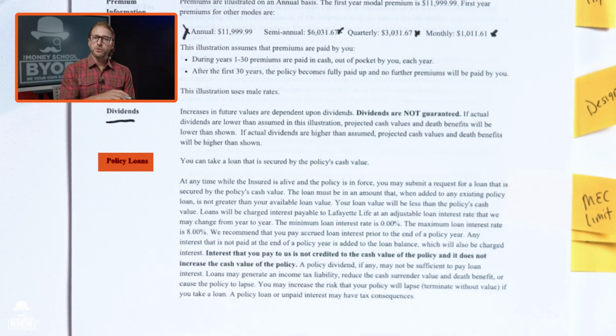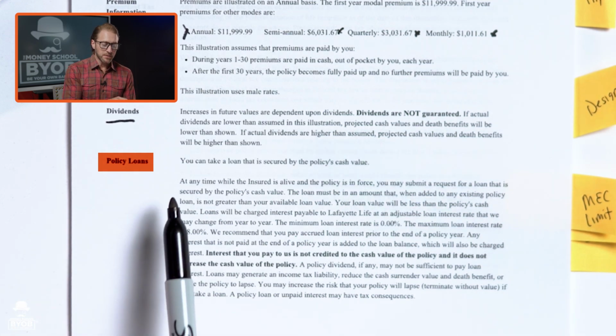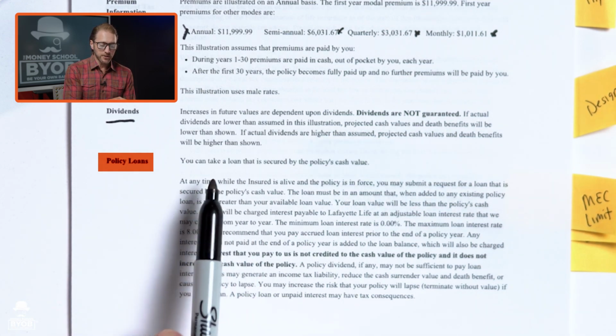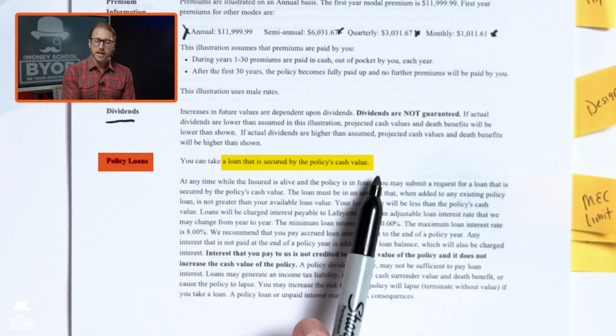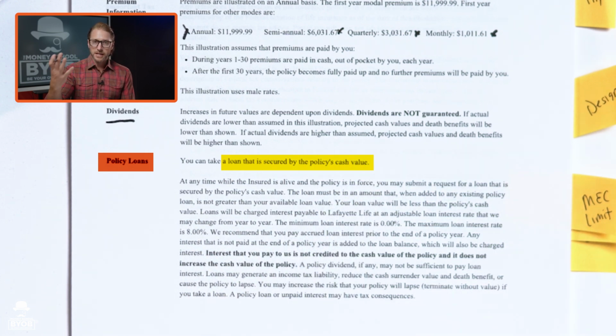And just so you know, this insurance company has paid dividends every single year the insurance company's been around, which is over 140 years. Then we get into policy loans, which we talk about all the time. We talk about taking policy loans, and you can see here that it's saying the loan is secured by the policy's cash value. We always tell you that the cash value is collateral for the loan the insurance company gives you from their general account.